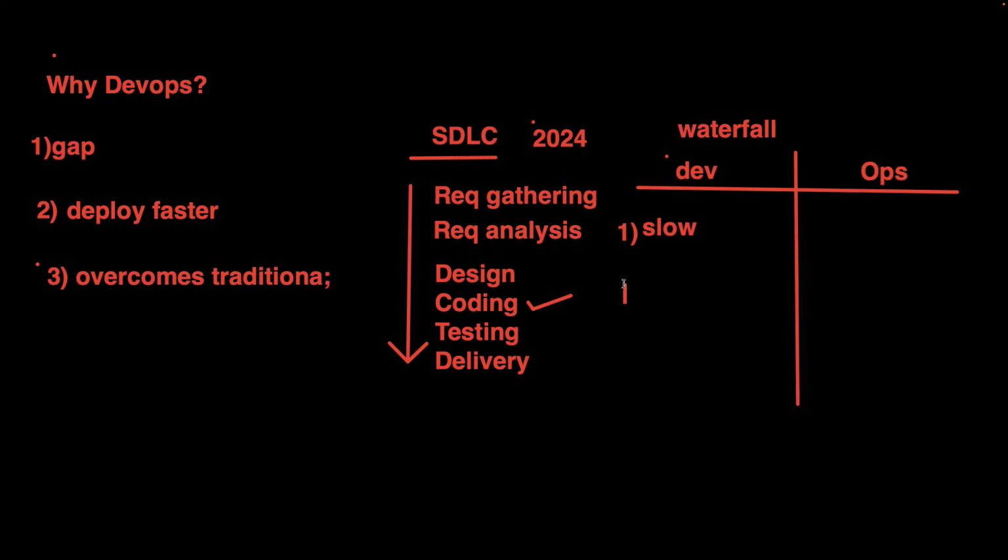So it's a very slow model, not flexible. They don't accept any new requirements after 6 months. So they should just go with the same requirements, not flexible. Complete software will be delivered all at once. Like after 2 years, complete software may be delivered, maybe in 2026, right? Complete software may be delivered without accepting any changes in these 2 years.